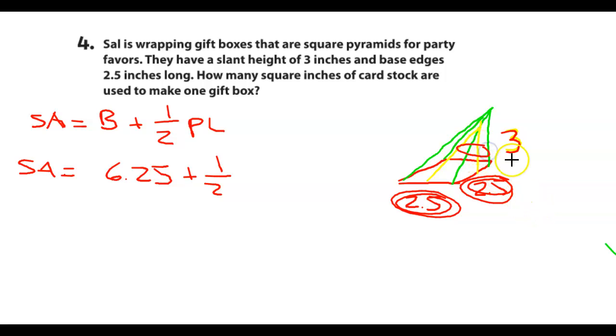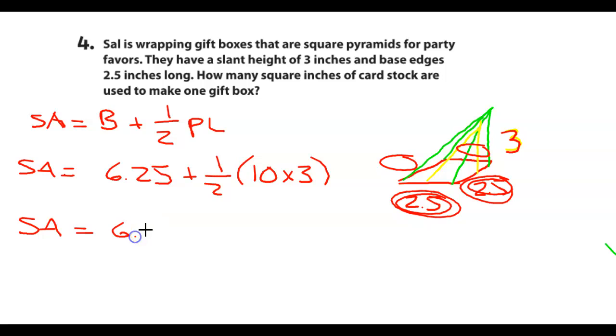And in the back, that's 2.5. And on this side, that's 2.5. So all the way around, it's going to be a 10. So we're going to say 10 times the slant height, and the slant height is 3. So our surface area is just going to be 6.25.